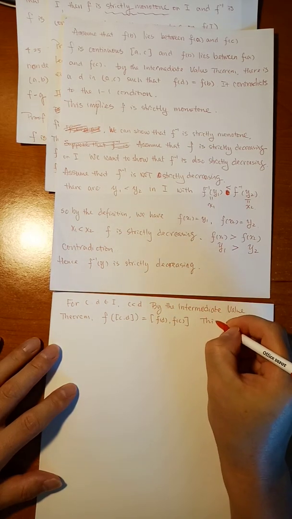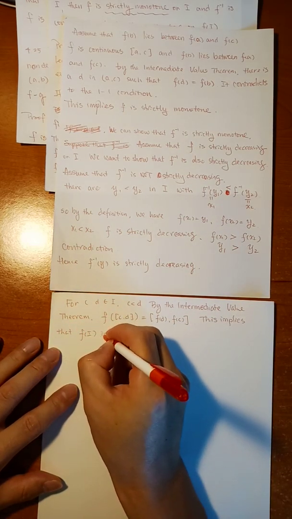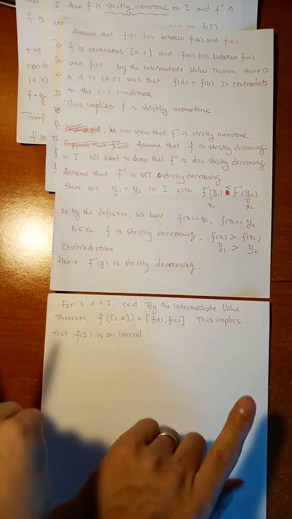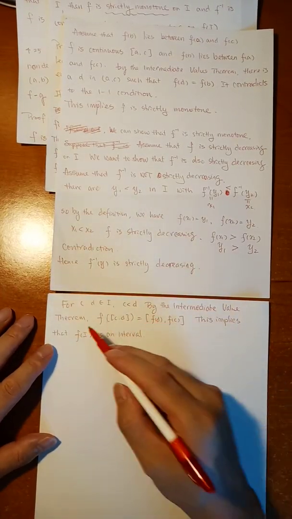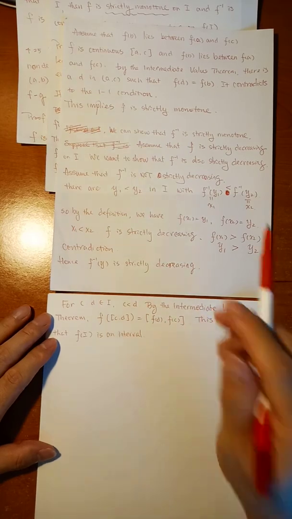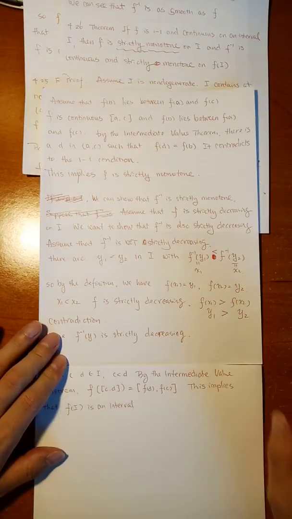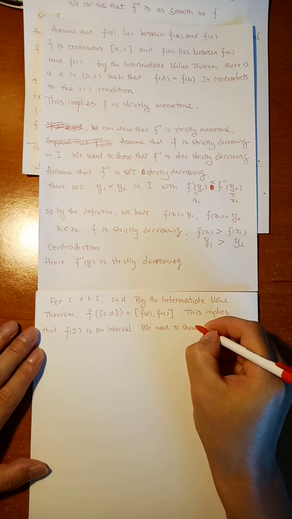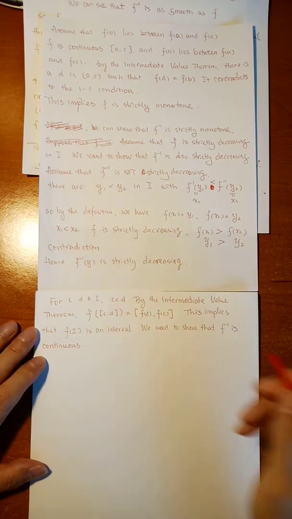So this implies that F(I) is an interval. If you have the endpoints, you have to switch the order to F(D), F(C) from C and D. Okay, so we do have an interval. We already proved it's strictly monotone. We need to show it's continuous. So we need to show that F inverse is continuous.